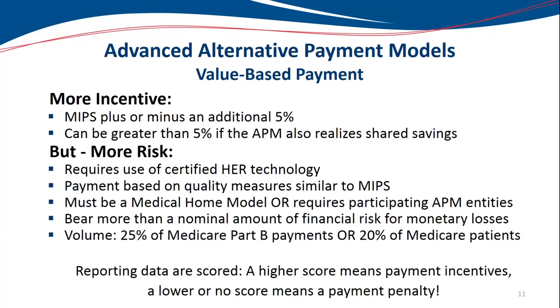So what happens here is that the reporting data gets scored, and a higher score means that they receive their payment incentives, while a lower score means no payment incentive at all. So it could mean that they have a penalty. Again, this would be on top of what they would be getting in a MIPS system, and it means that if they could achieve even greater than the 5%, they could get even more if they also realize shared savings, as we were talking about in one of the previous slides. So the advanced alternative payment models give the clinician an opportunity to make more of a bonus, to have more incentive, but it also requires them to take on more risk.